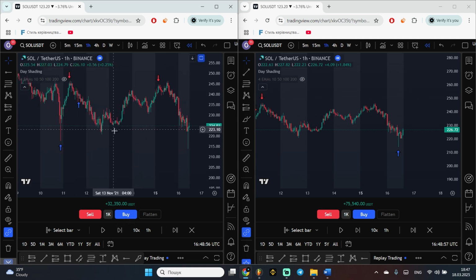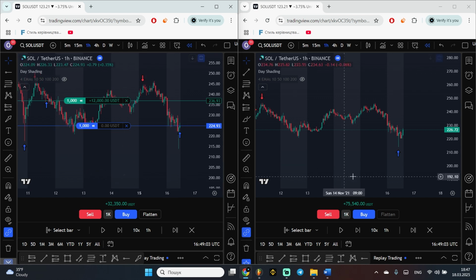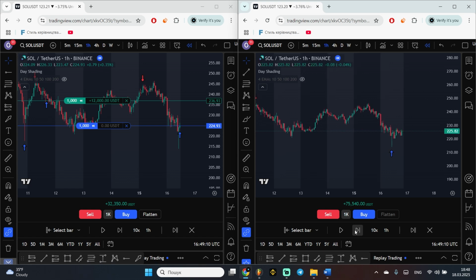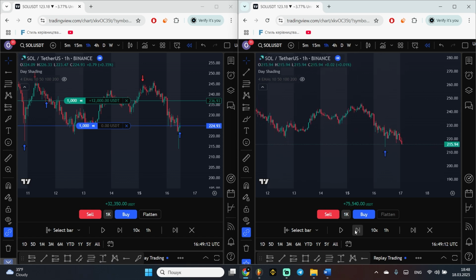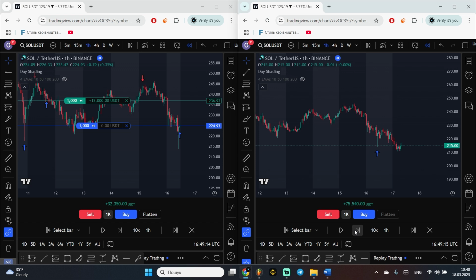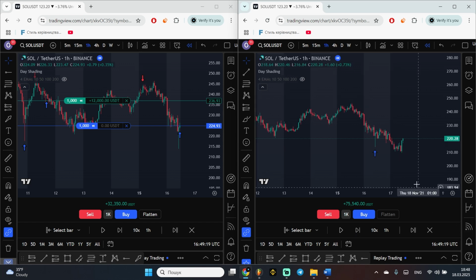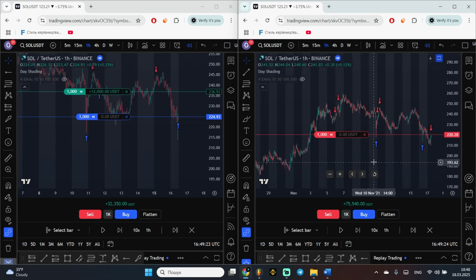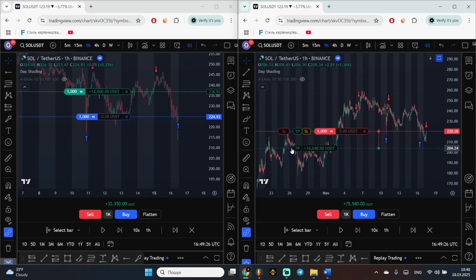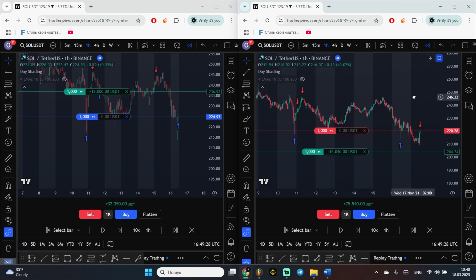Okay. Level, long, on the previous level. Waiting for the pullback somewhere over here. Then going short. Okay, so the pullback didn't happen. So I guess we go short over here. Take profit. Previous level.